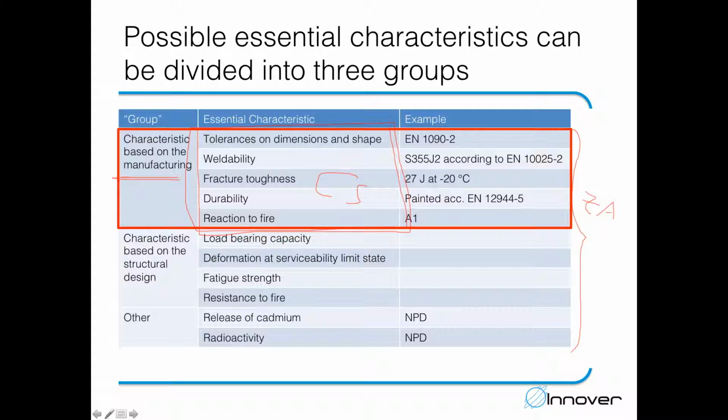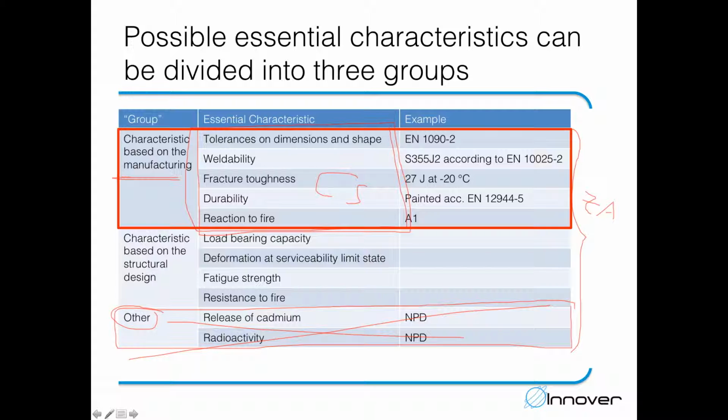And these are such characteristics that we are actually not going to talk too much in this training video, and we're going to go over them later, but these don't really affect the whole manufacturing process that much, as these only relate to the structural design, not the actual manufacturing that the CE marking is concerned of. And then we have the last group. We didn't even go over this group in the example because the release of cadmium and radioactivity are always declared as no performance determined, or NPD. So you can just basically forget these 2 essential characteristics, as they will always be NPD.